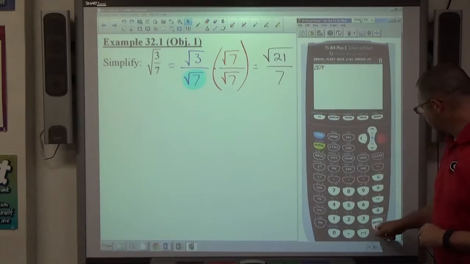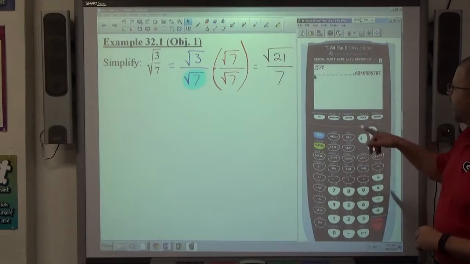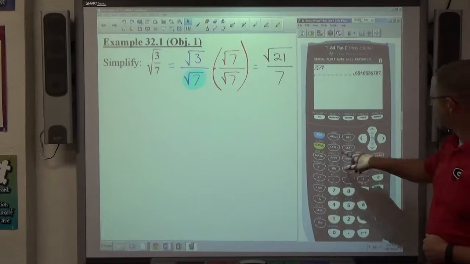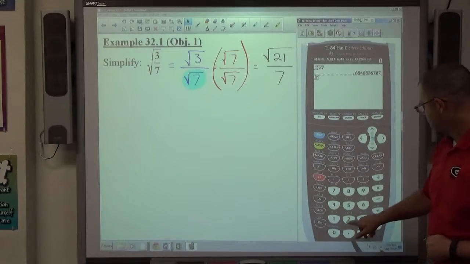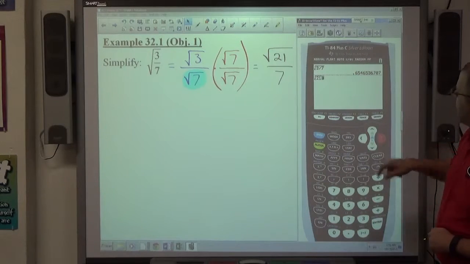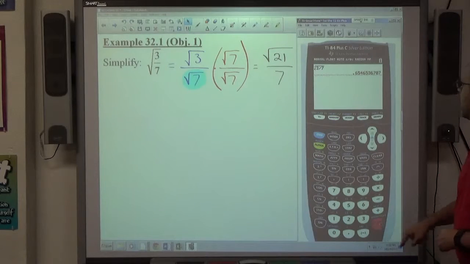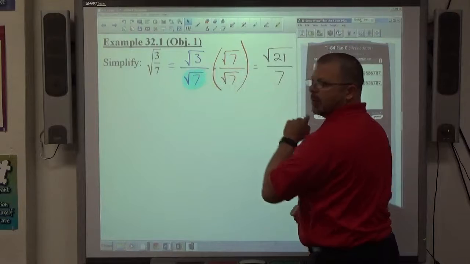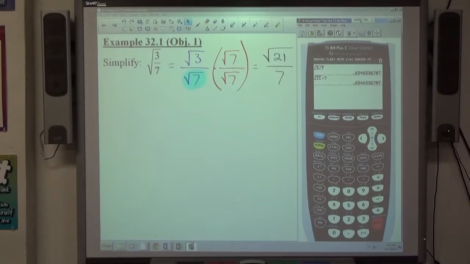But anyway, square root of 3/7 equals that. And if I type in my answer, the square root of 21, press right to get out, divided by 7. The decimal approximation of both your answer and the original problem should be exactly the same thing. If they are, that means you're right.